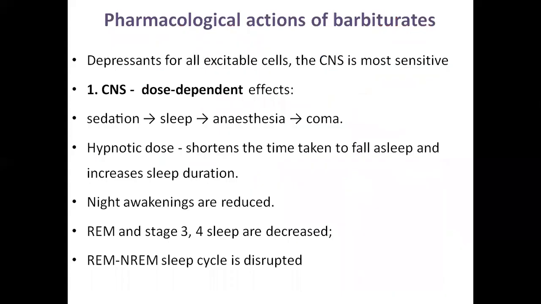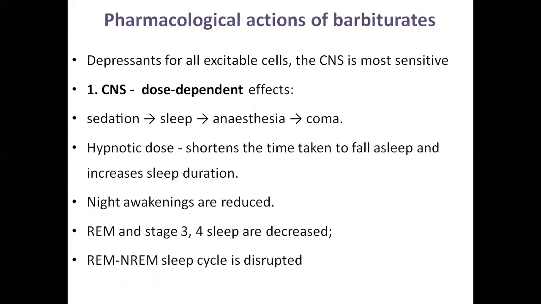Coming to the pharmacological actions of barbiturates, they are general depressants for all the excitable cells, but the CNS is most sensitive. And what are the CNS effects? It produces dose-dependent effects. That is, at a lower dose, it produces sedation, at a still higher dose sleep, at a still higher dose anesthesia, and at still higher doses, it can produce coma.